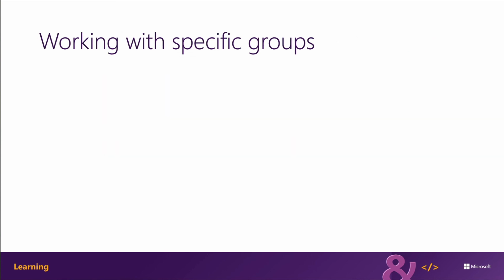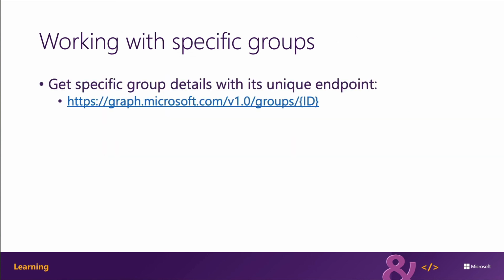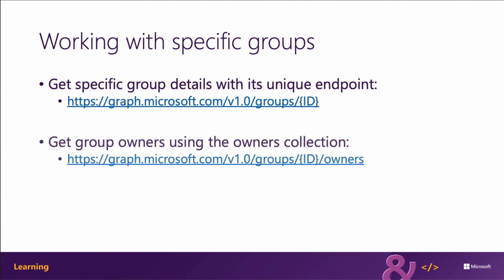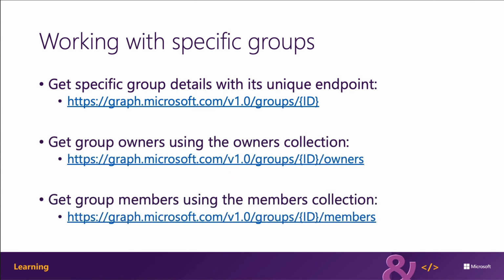To get a specific group, you're going to include the ID of the group in the HTTP request on the groups endpoint. The same request can be done using the .NET SDK for Microsoft Graph. Non-admin users can be assigned as an owner of a group that grants them permission to modify the group. And to get a list of all the group owners, you can access the owners property on a group as you see there on the slide. To get a list of the users who have been added as members to a group, you can use the members property on the group.